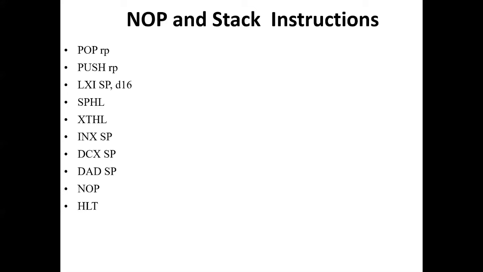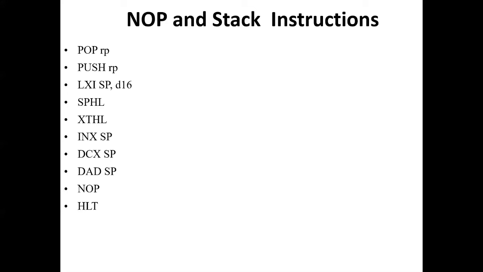We can study these stack instructions by the instructions written over here. First is POP RP. This instruction loads a register pair RP by popping out 2 bytes from the top of the stack. RP is the register pair BC, DE, or HL.